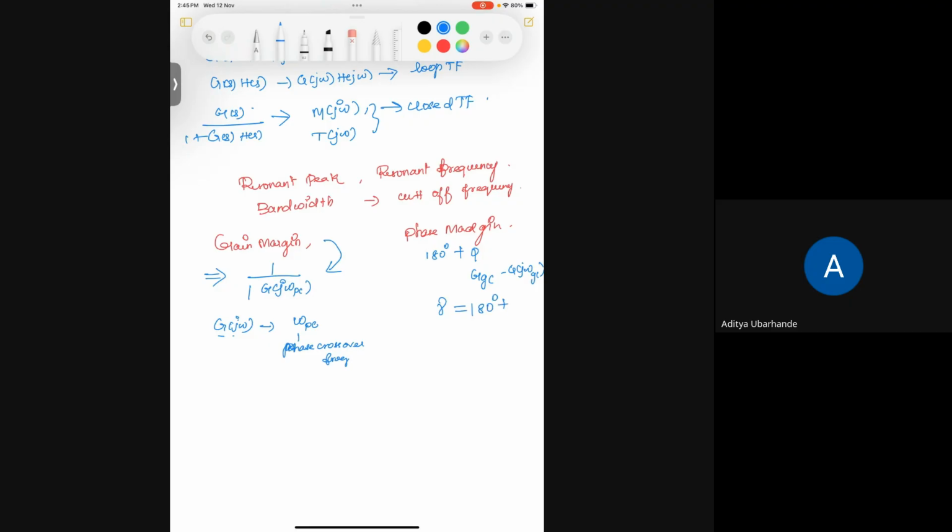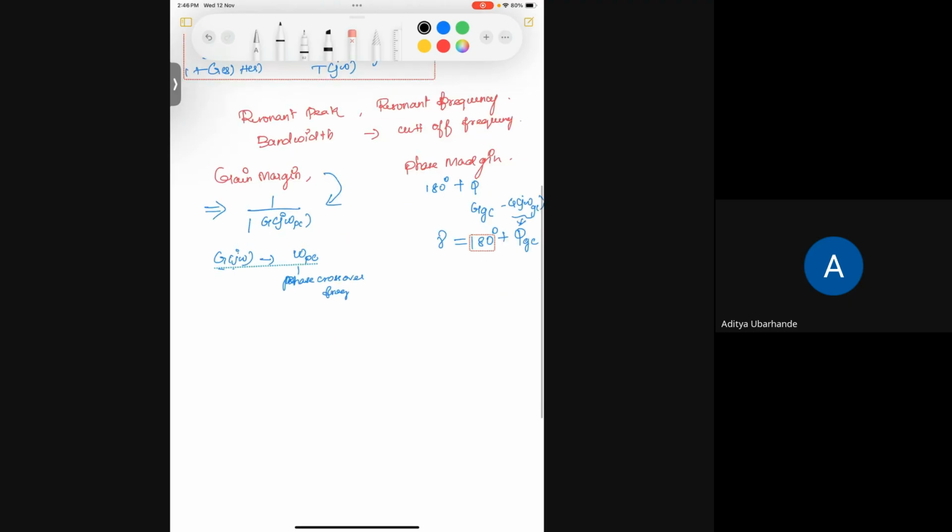180 degrees I'm adding to the open loop transfer function at the gain crossover frequency. Instead of using G of j omega, this representation, I am just using a shorthand notation, again using a phi GC, where GC is the gain crossover frequency.